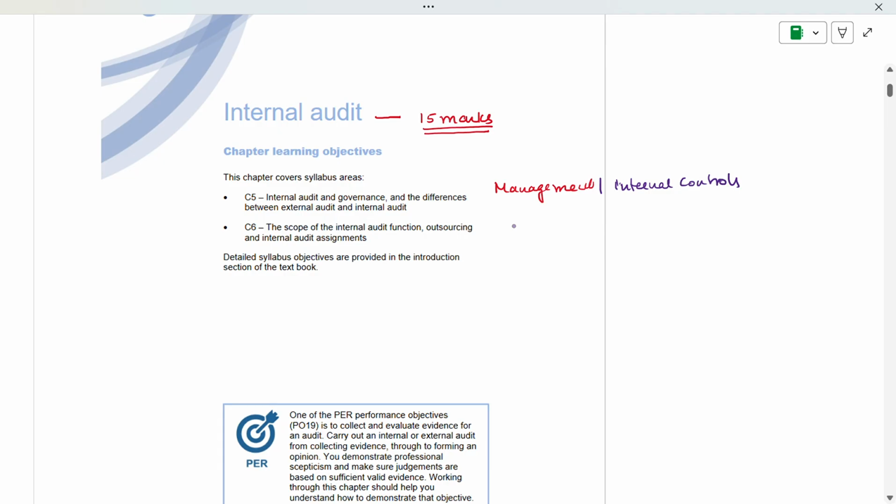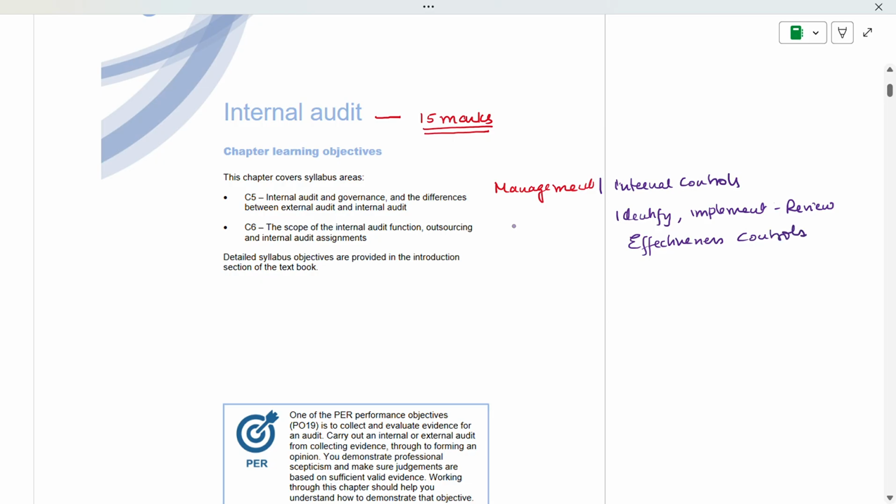Identify, implement, and review the effectiveness of controls. Is it right? Effectiveness of controls. This much is more than sufficient for us.